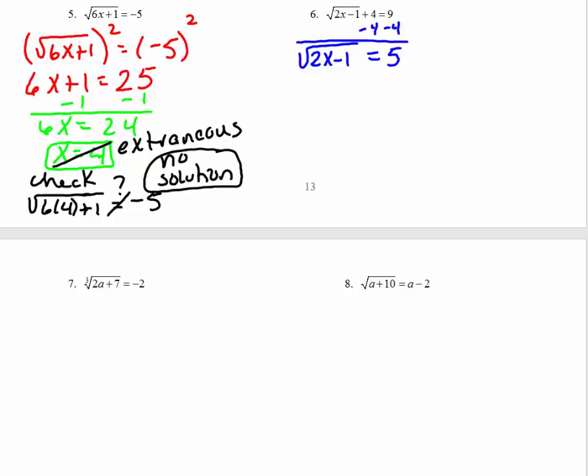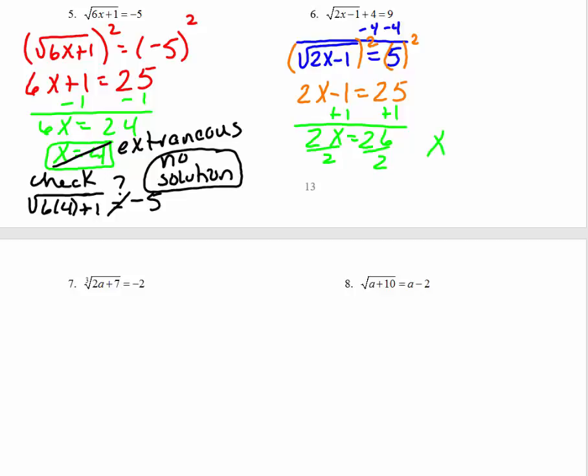So the square root of 2x minus 1, we have an index of 2, so we'll raise both sides to the square power. The square and the square root cancel each other out, so I get 2x minus 1, and 5 squared is 25. I'll then add over the 1, so 2x is going to equal 26. Divide by 2, so x is going to equal 13. When I check that one, it does check out, so I'll leave the check stage for you.